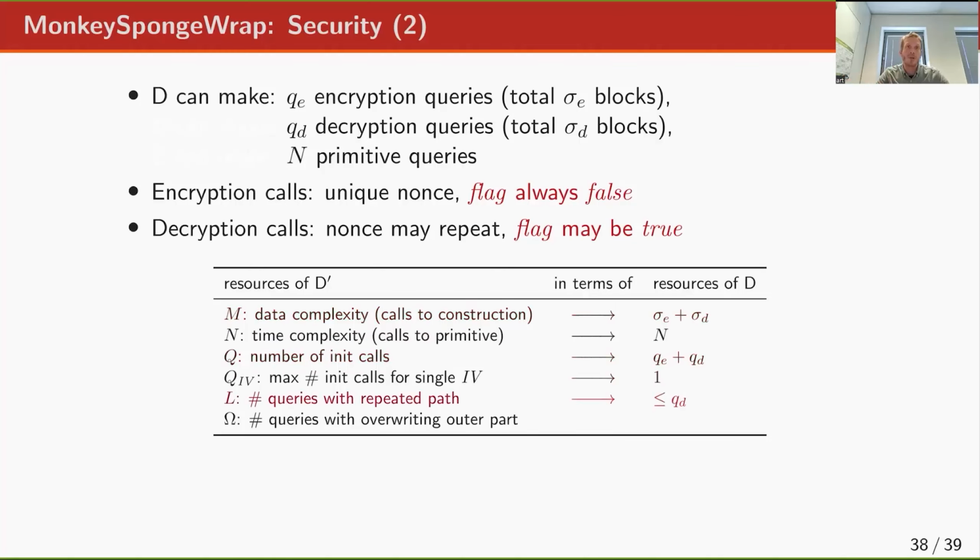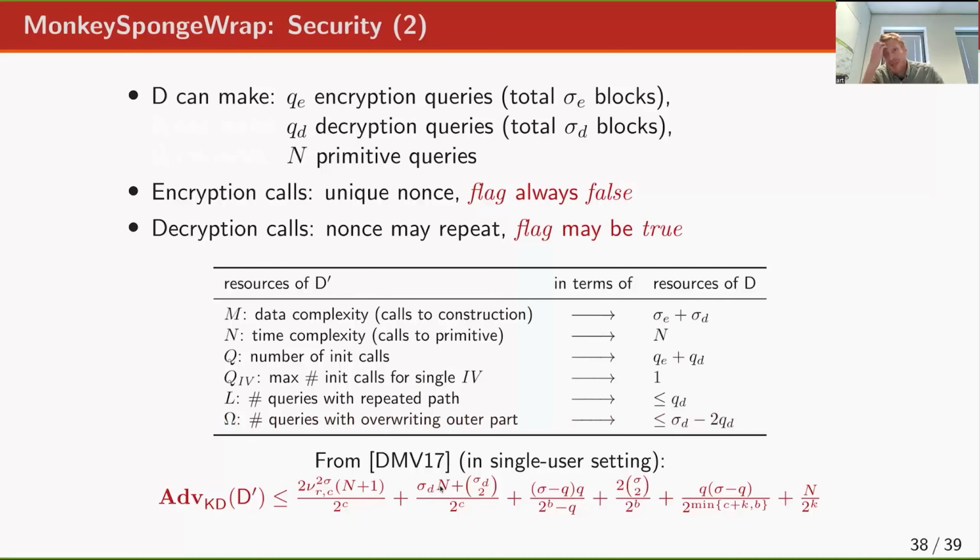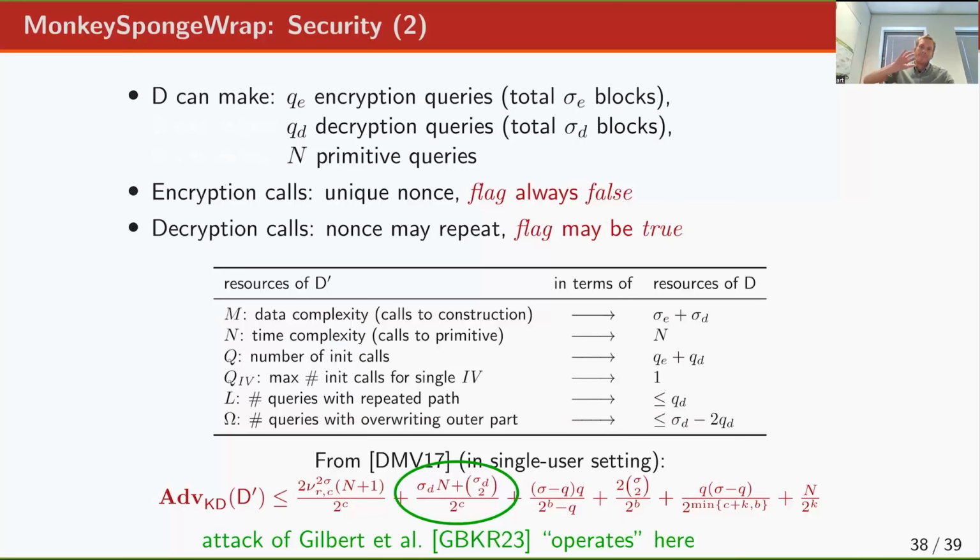etc., etc. The most important change is that the number of queries with an overwriting outer part could be huge. Every decryption call is potentially with an overwriting outer part. This results in actually the second term here, sigma D times N over 2 to the C, plus sigma D choose 2 over 2 to the C. And this is an interesting bound, actually.